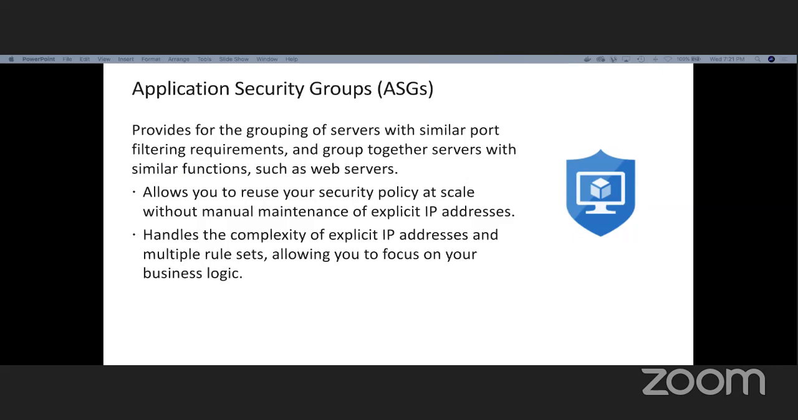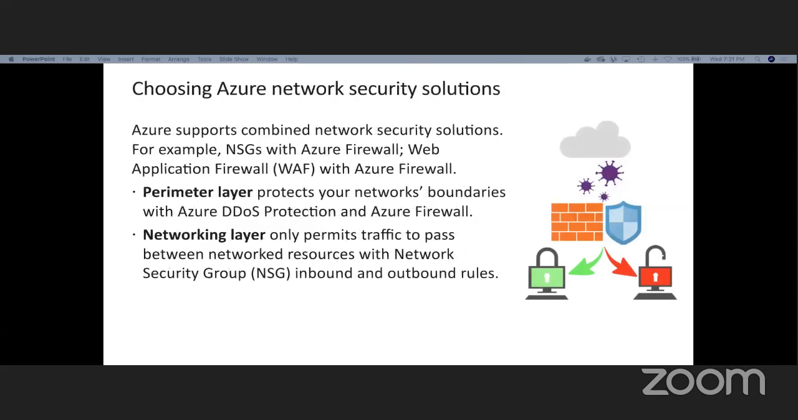Now, choosing Azure network security solutions. Azure supports combined network security solutions. For example, you can have a network security group with Azure Firewall. You can have a web application firewall with Azure Firewall. So you can have those combinations, right?